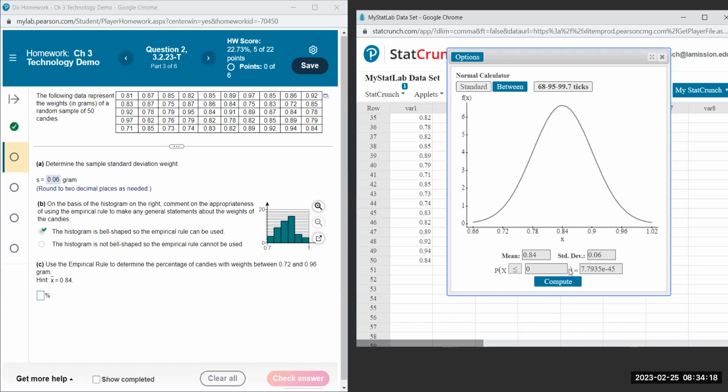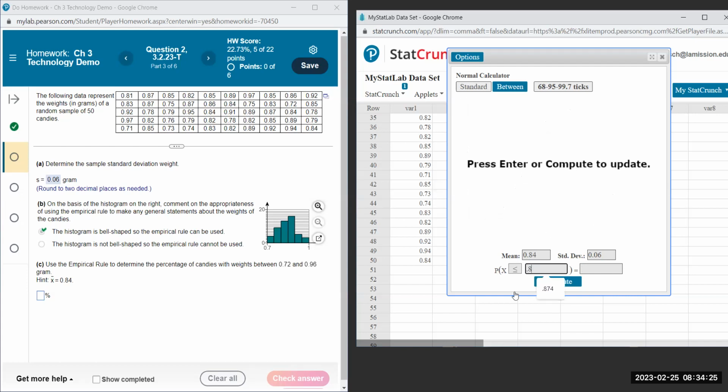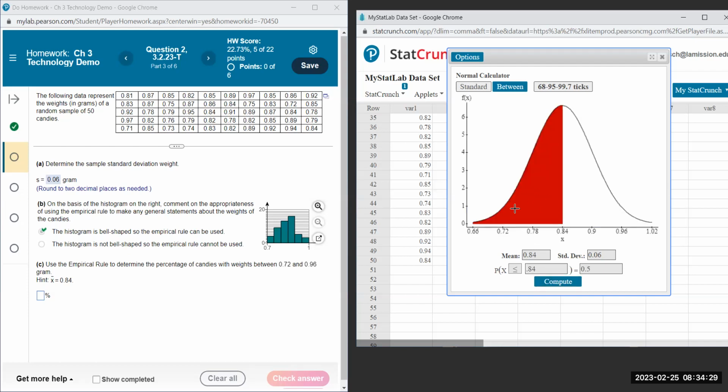If it didn't let us do this, I would just put the mean here. I would put that number here and then compute. So if you're getting an error, just go in here and put that number here and compute. It's just going to shade 50% again, but at least it'll let you compute the tick marks. Sometimes that'll happen when you get an error message because StatCrunch wants you to put something in. So if that happened, that's a way you could fix it on your end.